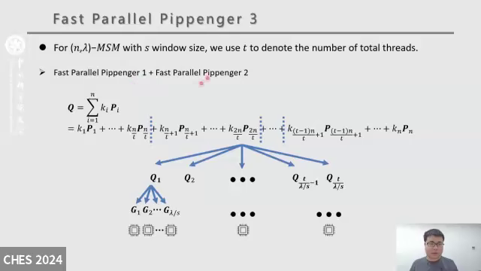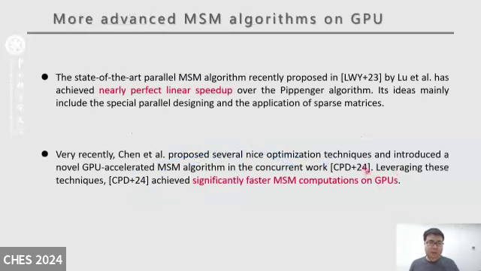Then the third method is just the combination of method 1 and method 2, just like this. And there are two more advanced MSM algorithms on GPU.